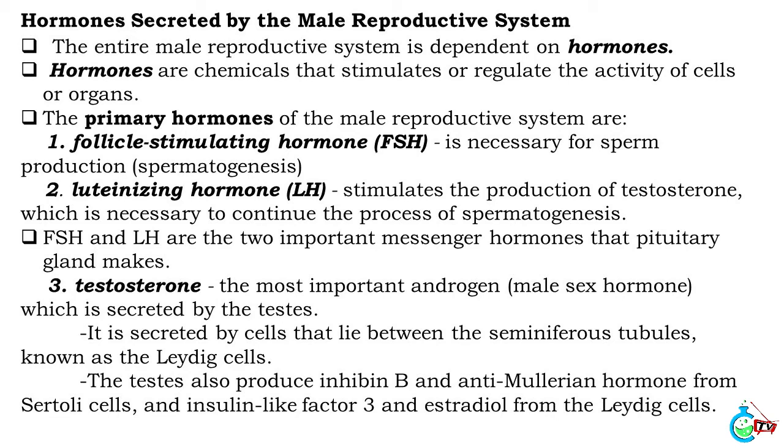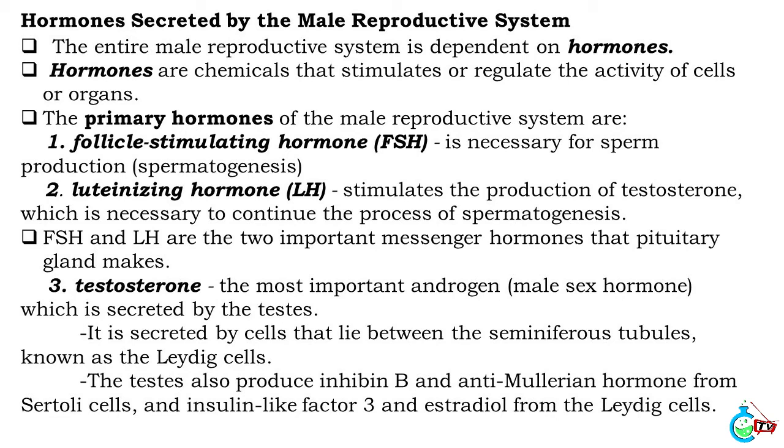Follicle stimulating hormone, FSH, is necessary for sperm production, spermatogenesis. 2. Luteinizing hormone, LH, stimulates the production of testosterone, which is necessary to continue the process of spermatogenesis. FSH and LH are the two important messenger hormones that the pituitary gland makes.